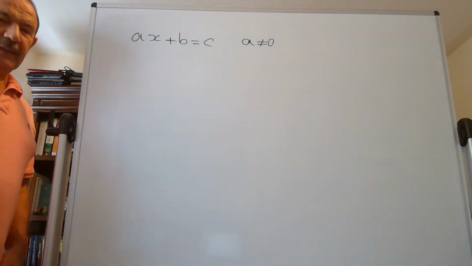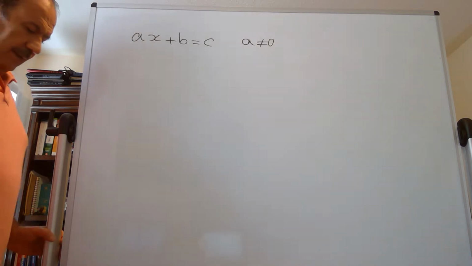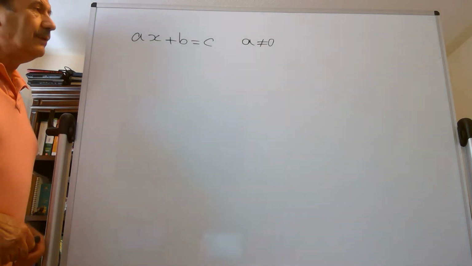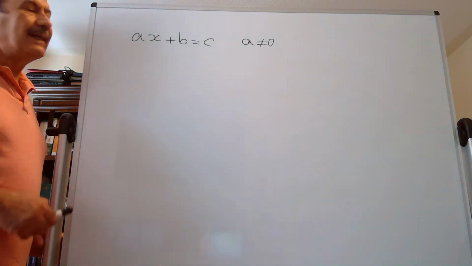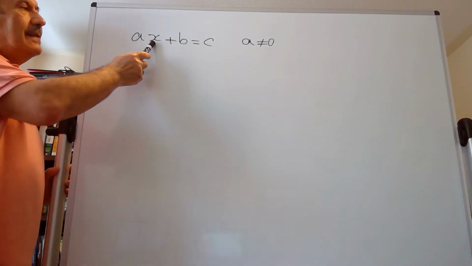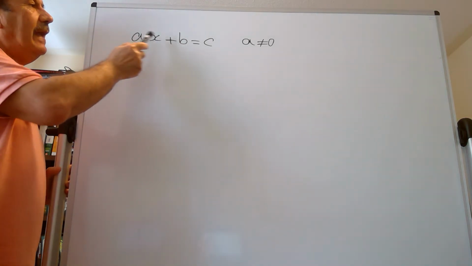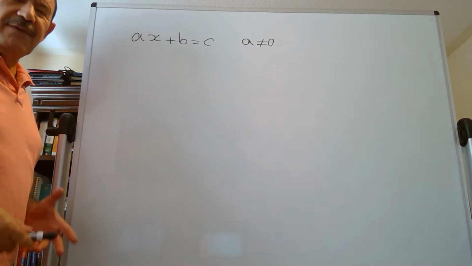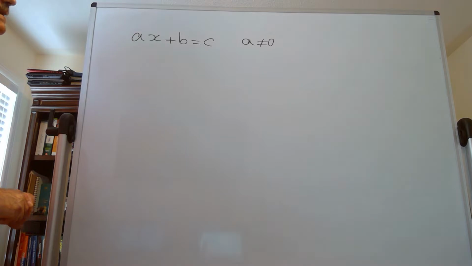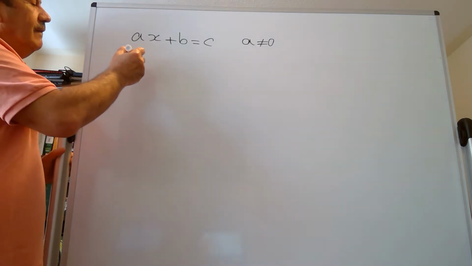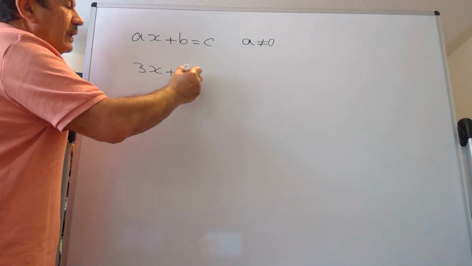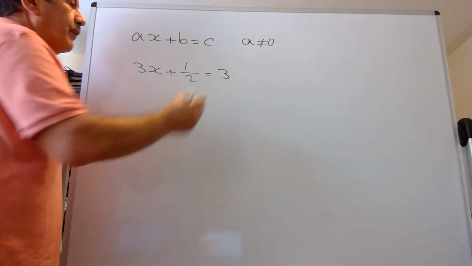Hello everyone, this is the second part of solving the linear equation. In this part I want to teach you how we can solve a linear equation if any of a, b or c, where x is the variable, are fractions or decimals. Let's use an example. Let's say I want to solve 3x plus 1 over 2 is equal to 3.